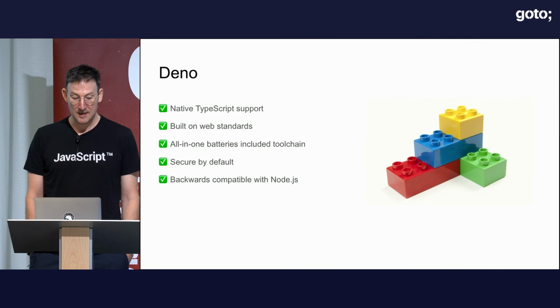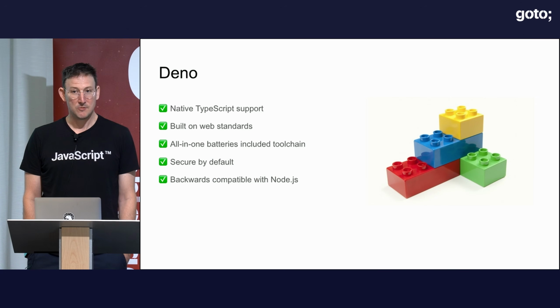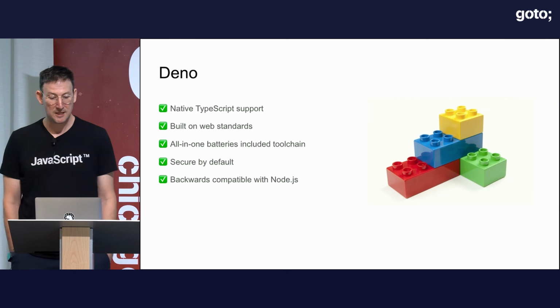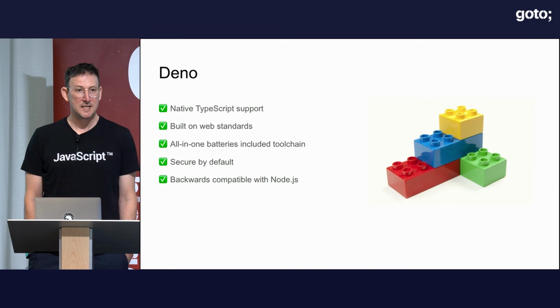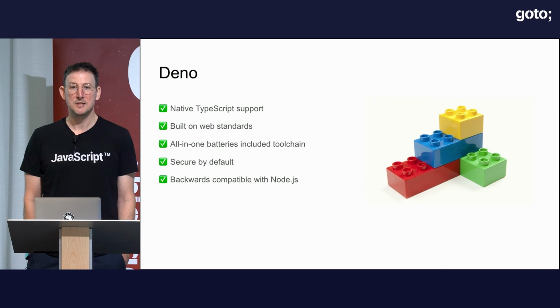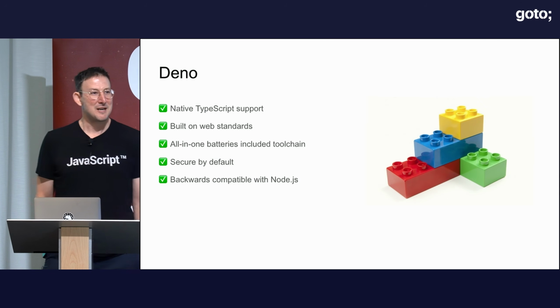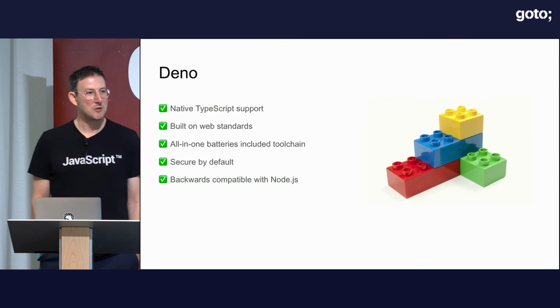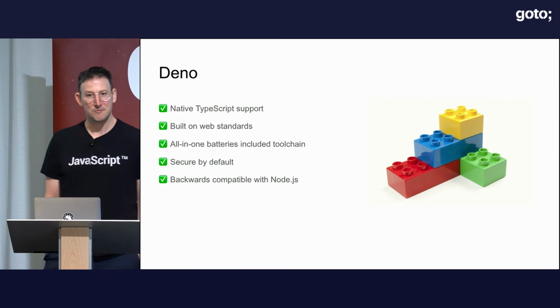Deno is similar to Node in that it executes JavaScript, but it's really much more than that. So it does have native TypeScript support built into it, both for execution and for type checking. It is built on web standards, and a big part of why I got into this was to narrow the gap between Node and browsers. It's just inconceivable to me that 10 years after ES modules were spec'd out, people are still using CommonJS, that until recently, Node did not have a fetch method in it.